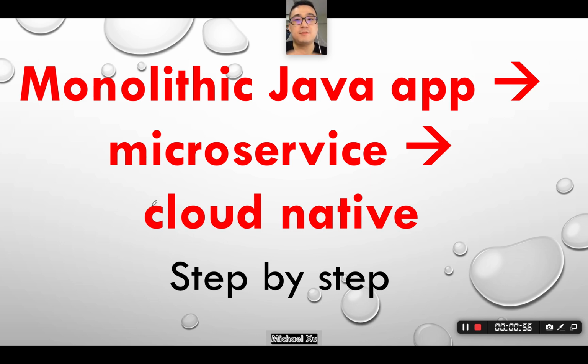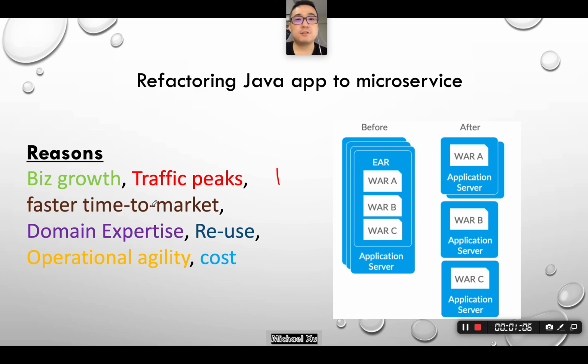Hi, today I'm going to talk about how we're going to migrate and refactor a monolithic Java app into a microservices or eventually a cloud native one. The reason we want to do that is definitely we want to make everything more agile, right? To adapt to those unpredictable use cases or scenarios, for example, I have a traffic surge, I have a sudden business growth, right?